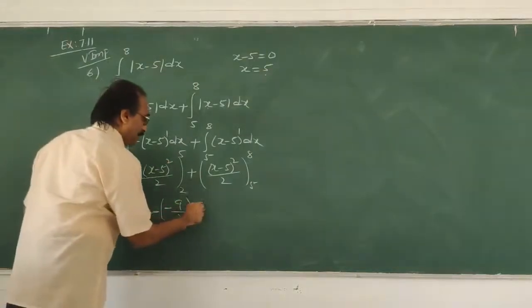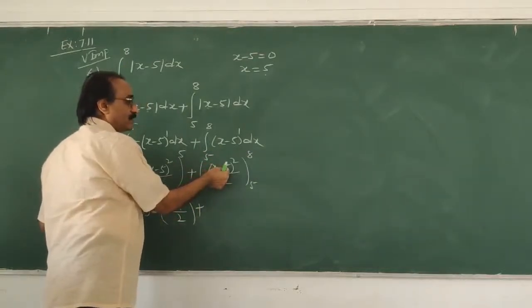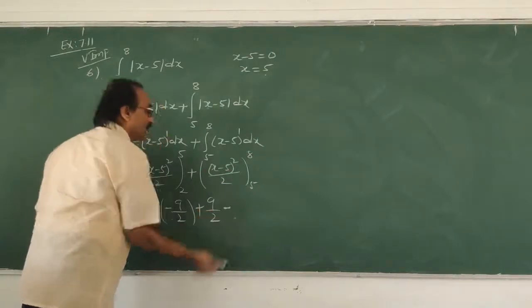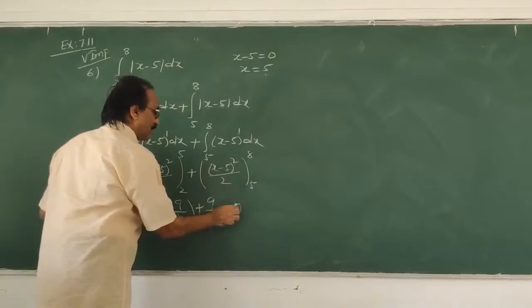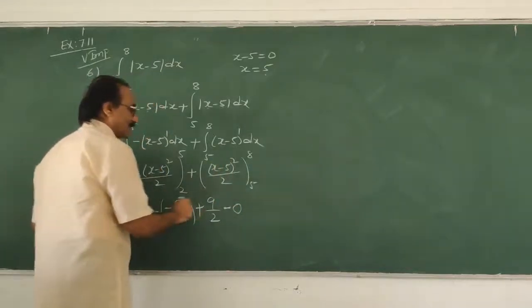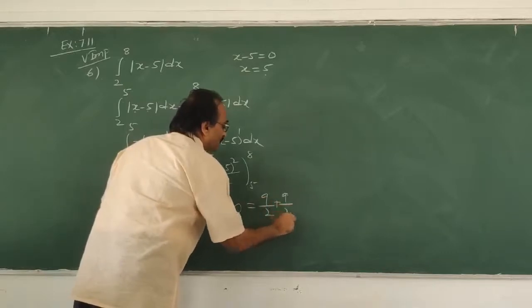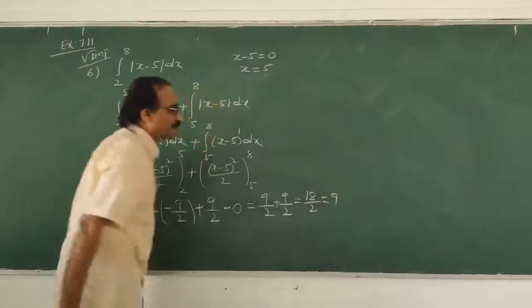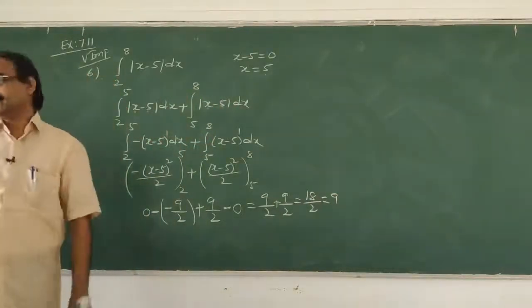Now plus upper limit 8: 8 minus 5 is 3, 3 square is 9, again 9 by 2, minus lower limit. What is the lower limit? 5, 5 minus 5 is 0. Minus to minus plus: 9 by 2 plus 9 by 2, how much? 18 by 2, which is 9. This value is 9. How simple it is. Once you know, the problem is easy.